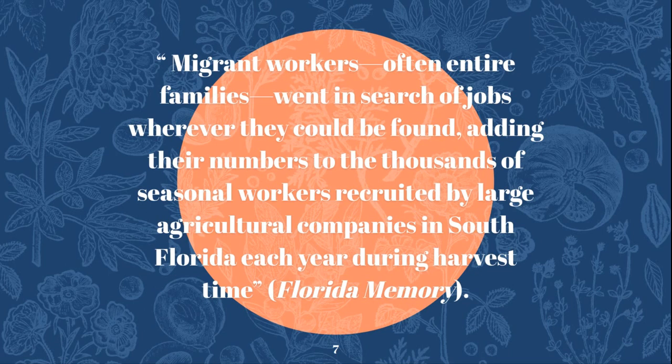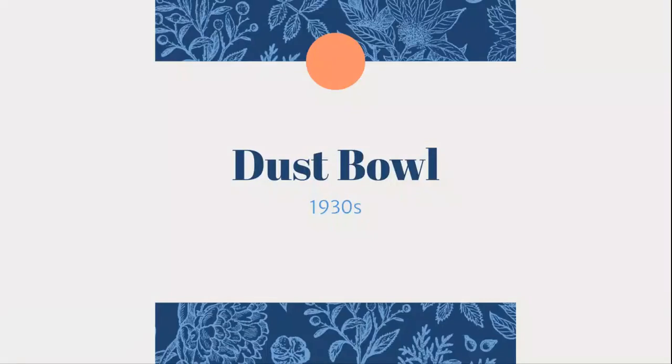The popularity of Florida increased exponentially after the drainage of the Everglades was completed in the 1920s, as more farmland became available, urban land was built, and this attracted migrant workers and U.S. citizens throughout the country. So, jumping ahead a little bit, the Dust Bowl in the 1930s.